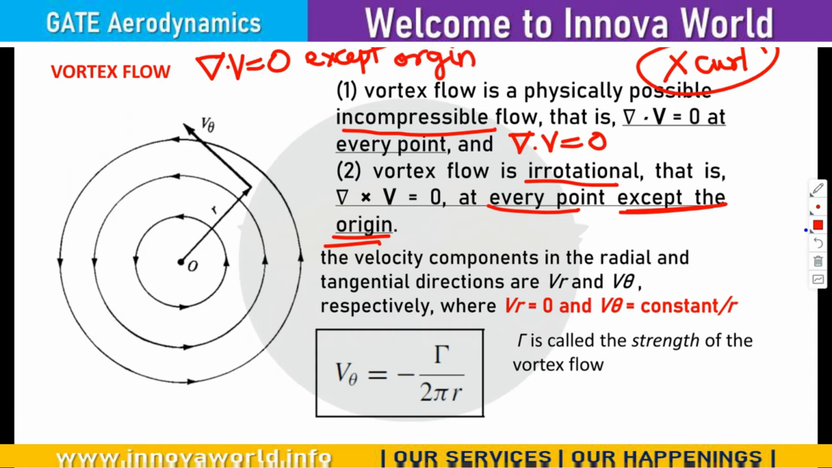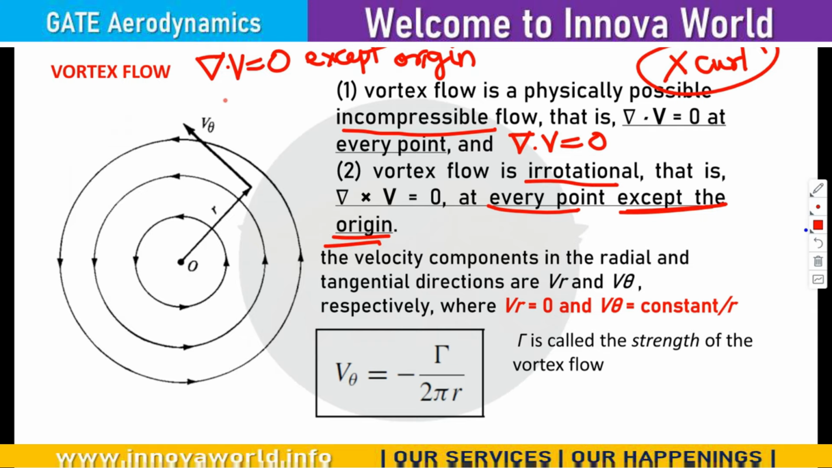Except at the origin. What was the name of the flow? You can answer. Source flow. It is a source flow. Exactly. Source. Very good. So that is a source flow. And what happened in the source flow?